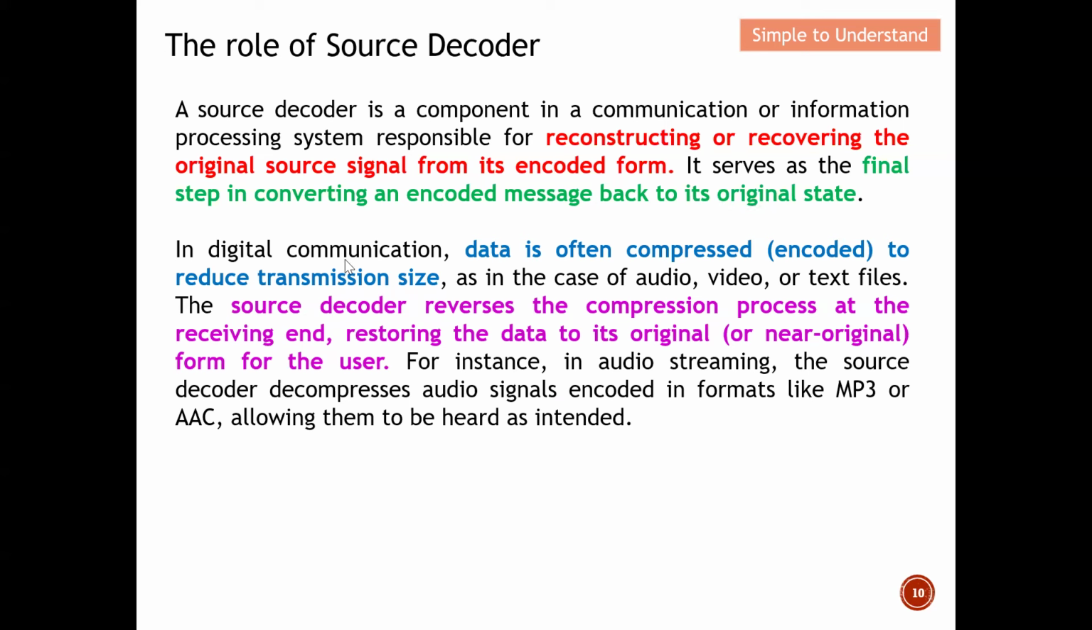In digital communication, data is often compressed. If we have a zip file, for example, when we create the zip file, the data is compressed or encoded to reduce transmission size, as in the case of audio, video, or text files. The source decoder reverses the compression process at the receiving end, restoring the data back to its original form for the user.